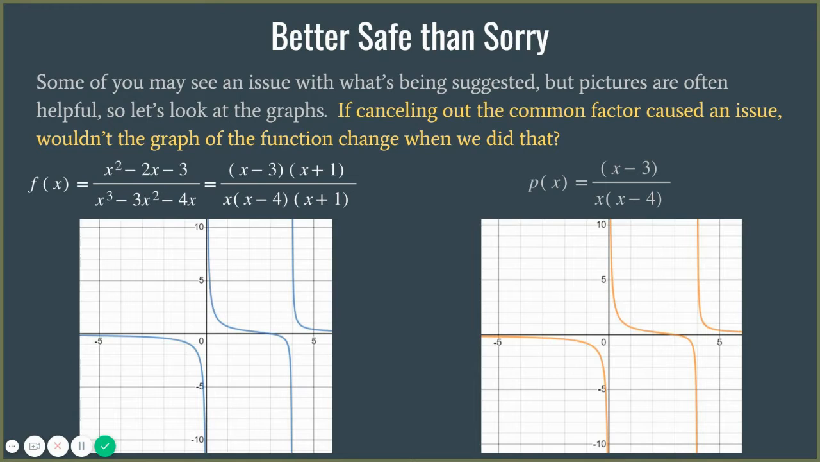So when we did that, p of x is the function that we're going to get. So if canceling out the common factor caused an issue, then wouldn't the graph look different? And I don't know, to me, these graphs look exactly the same. So we're good, right?